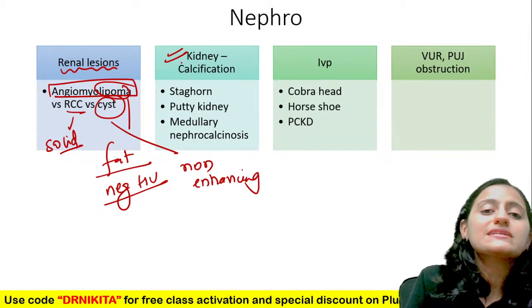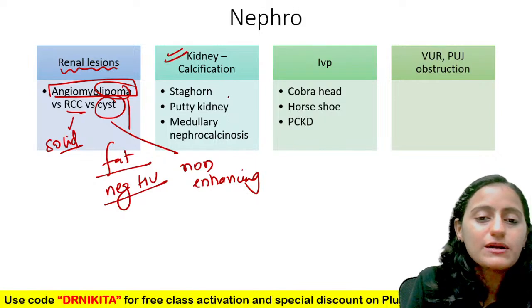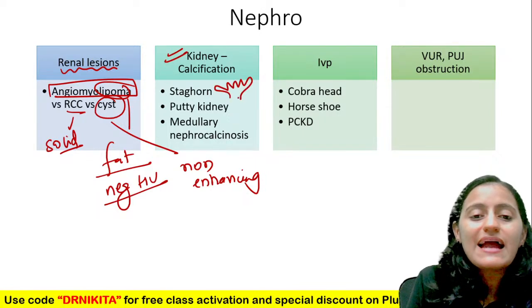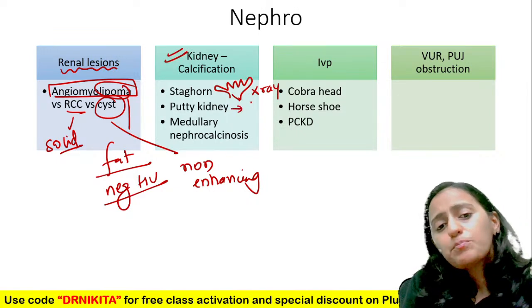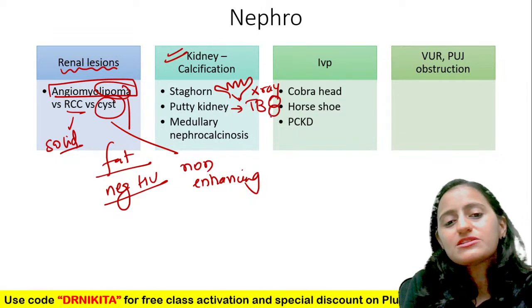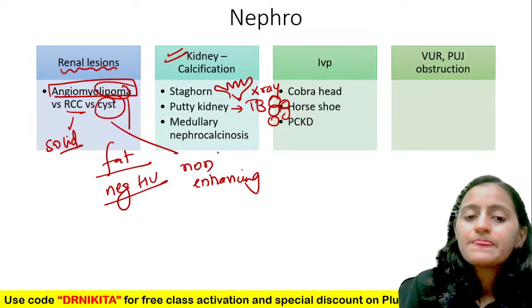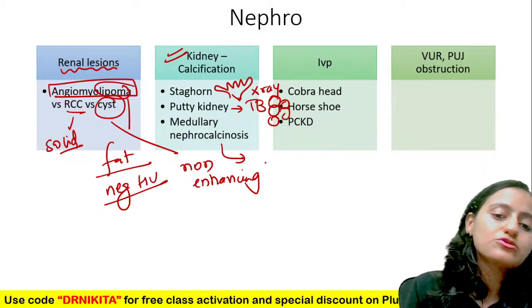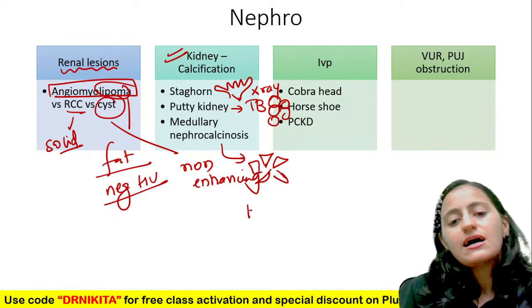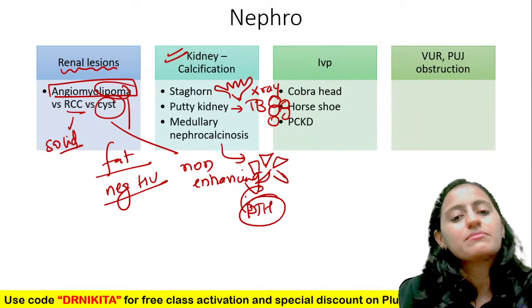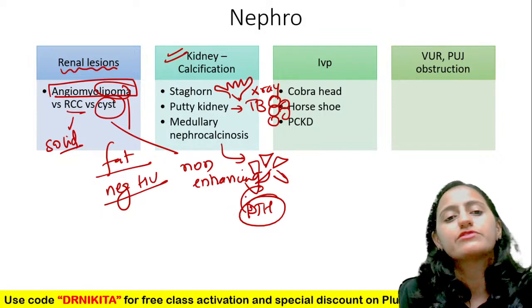Kidney calcification has been asked very frequently in the recent exam. It can be a staghorn calculus, which will be seen on X-ray; putty kidney, which is seen in TB, with a lobulated appearance; and medullary nephrocalcinosis, which has triangular areas of calcification, as in the recent INICET. Remember, hyperparathyroidism is one of the causes.